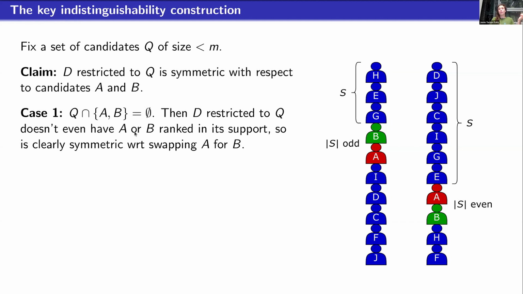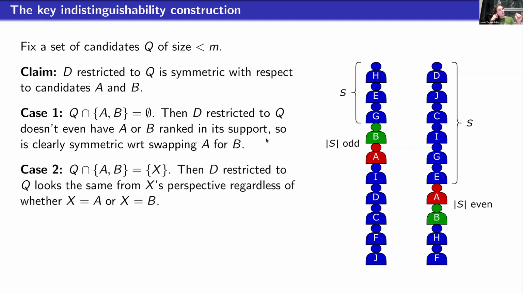That's just the uniform distribution over Q, basically, over orderings of Q. Okay, it's not hard to see that. And it doesn't mention A or B at all. This is obviously symmetric with respect to exchanging A and B. Okay, case two, say it contains one of the special candidates but not the other.